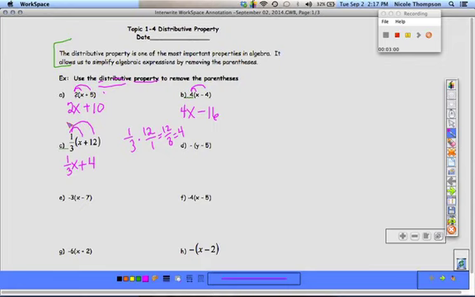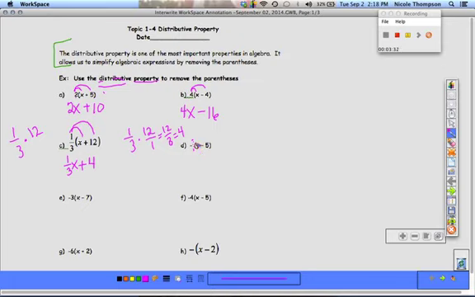Now, a lot of students look at example D and say, I don't see what you're wanting me to do here. Well, think of that negative as an invisible 1 out front. So you actually are distributing by an invisible negative 1. So let's distribute through the parentheses. Now you have to be extra careful on this one because when you multiply by a negative, it changes the signs. So negative 1 times y would be negative 1y.